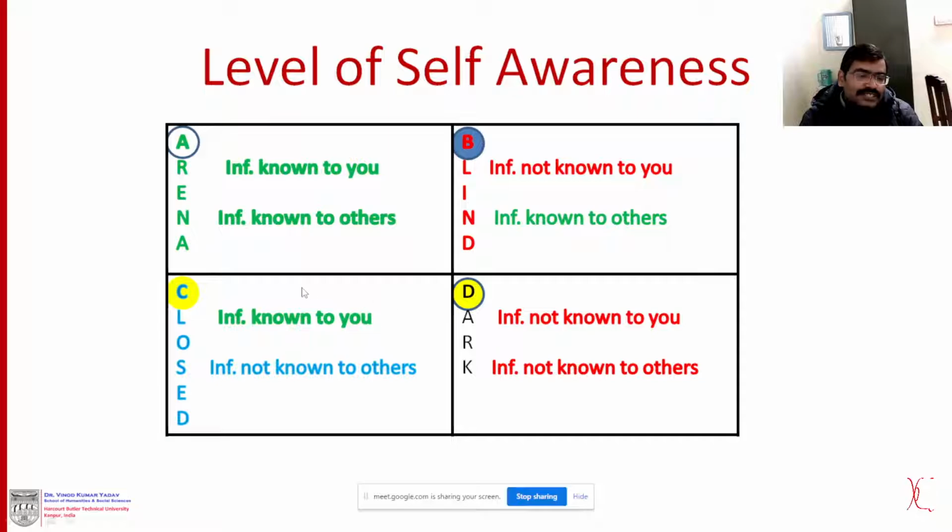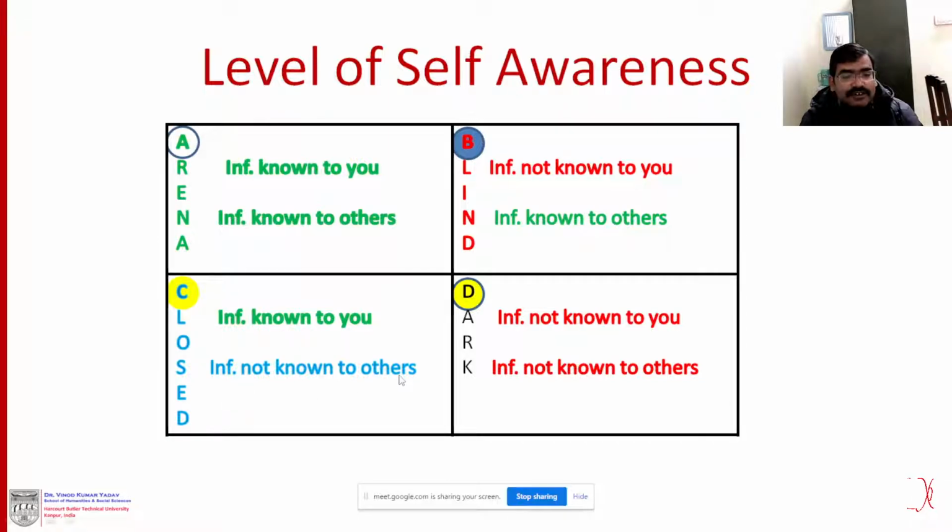Sometimes there is information which needs to be kept in the closed self. That means information about you, known to you. How many rupees I am having in my pocket, only I know, and my friend does not know that I am having 10,000 rupees in my pocket. When you come to HBTU to join class, suppose you are having 10,000 rupees in your pocket. If nobody knows, if this information is in the closed self, it is good.